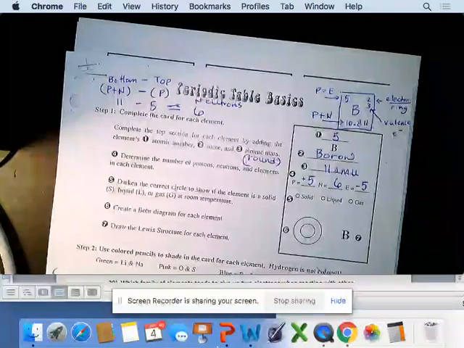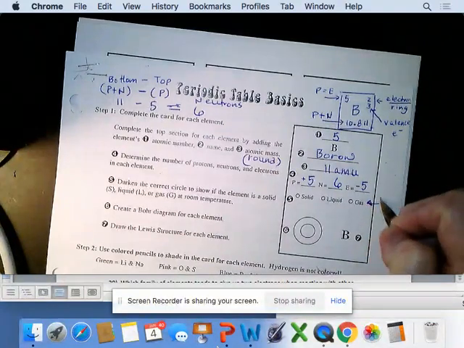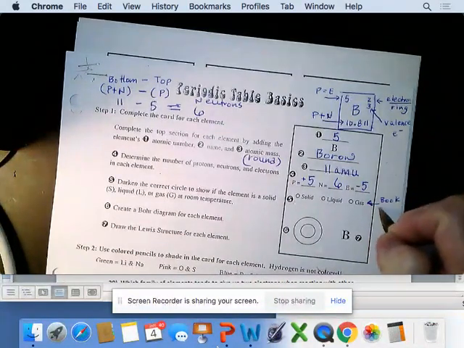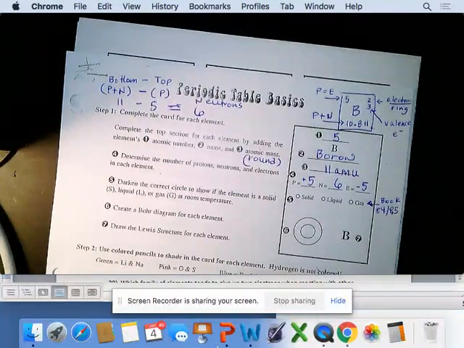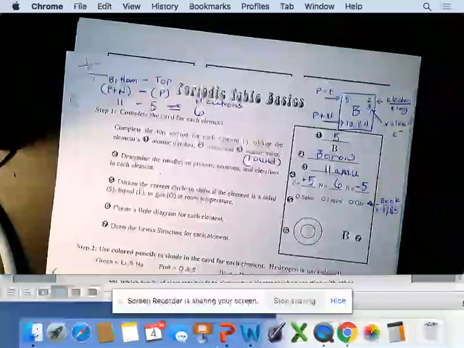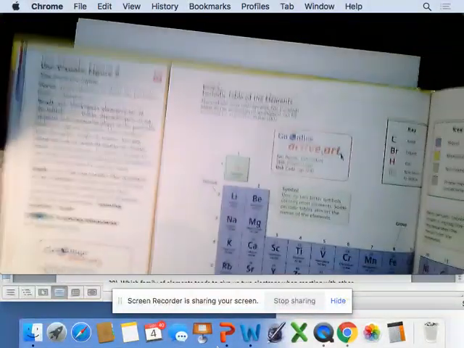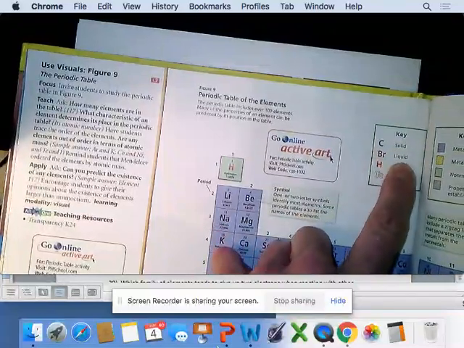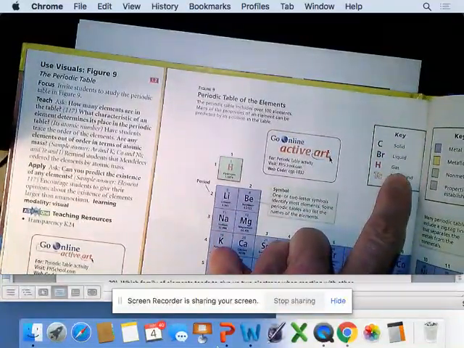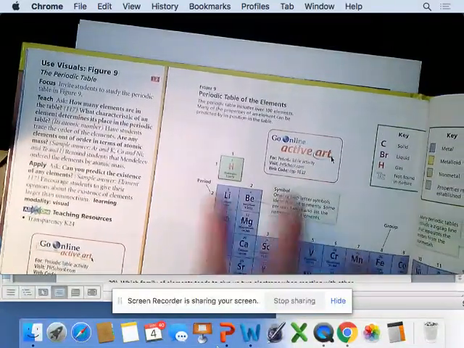Now, this is the only reason why you need your book. So I'm going to put book here. This is where you're going to need pages 84, 85. If you're at home, this would be very easy to look up on the internet. Okay, so what you're going to do if you're in class is you're going to look in your book, and there's a key. The key tells you that if the symbol's written in black, it's a solid. If it's written in purple, it's a liquid. If it's written in red, it's a gas at room temperature. I know it's hard for you to see the colors, but they won't be when you look at your book.